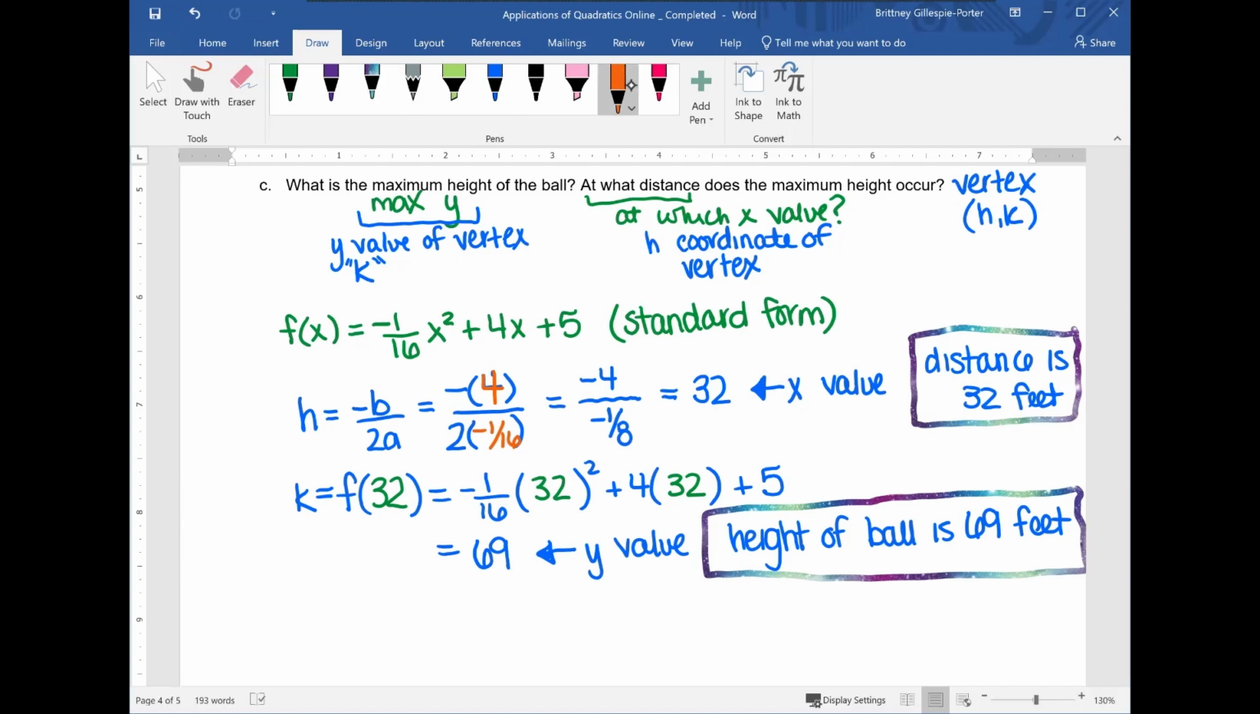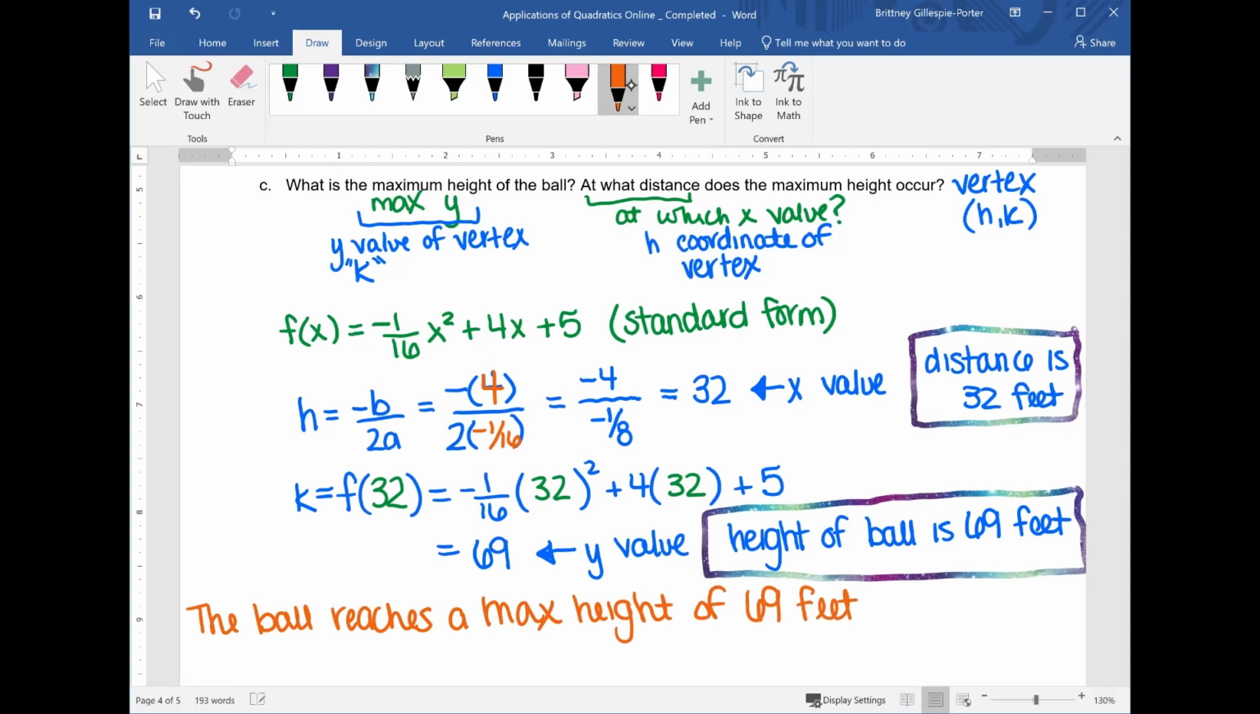If I needed to write my sentence to explain this, I would say the ball reaches a max height of 69 feet at a distance of 32 feet. That's the fancy way of saying it.